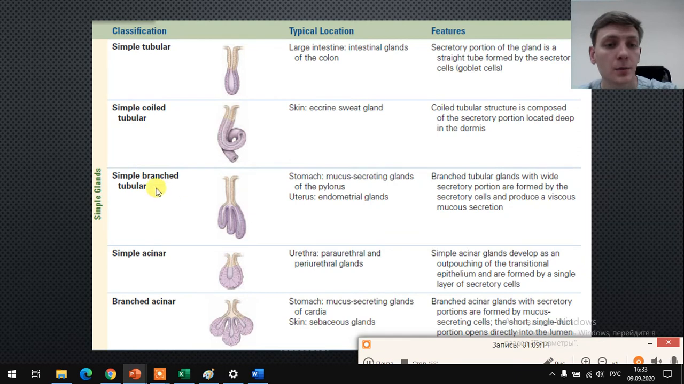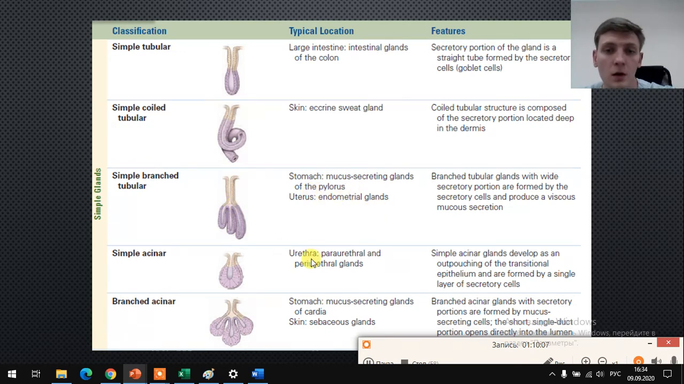Okay, then another example is simple branched tubular glands. So you see the difference between simple tubular and simple branched tubular. Simple tubular possesses one secretory portion and one duct. But here we have a bunch of secretory portions, and only one duct. So you see, it gets a little more complicated. It's like branches, but finally it leads into the one duct. Examples are the mucus-secreting glands of the pylorus in the stomach, and also it's present in the uterus in endometrial glands. Sometimes we have simple tubular glands there, but predominantly we have simple branched tubular glands in the endometrium. So endometrium is uterus, of course.